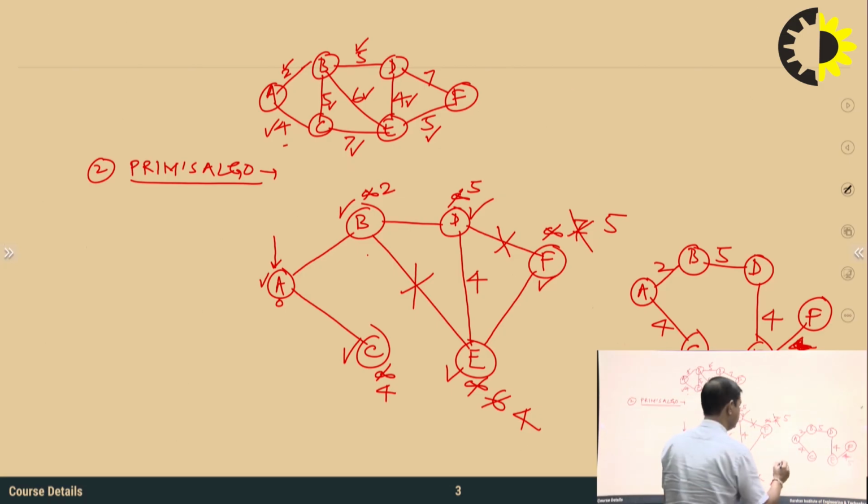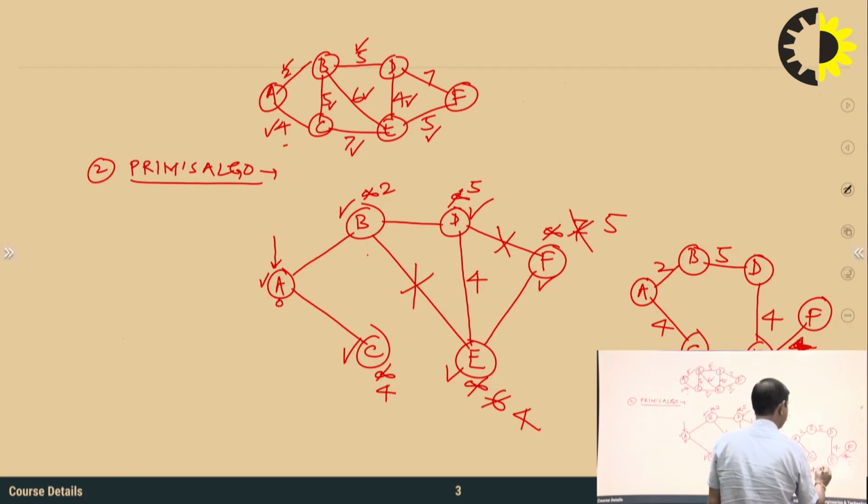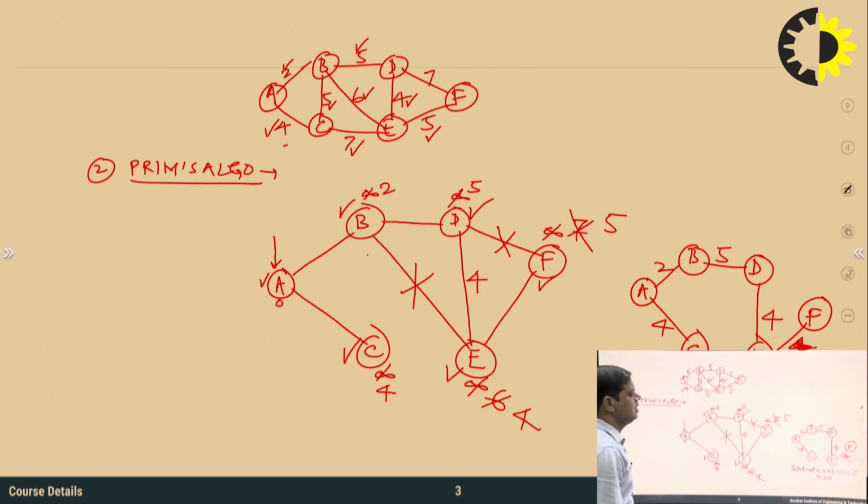तो इसकी कॉस्ट निकाल लेते हैं, टोटल कॉस्ट इज 2 plus 4 plus 5 plus 4 plus 5, that is 5, so 2 plus 4 6 plus 5 11 plus 4 15 plus 5 20, so total cost for this given spanning tree is 20, that is the same cost in the case of Kruskal algorithm.